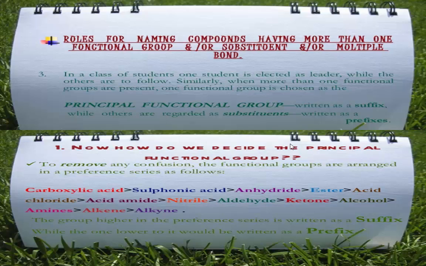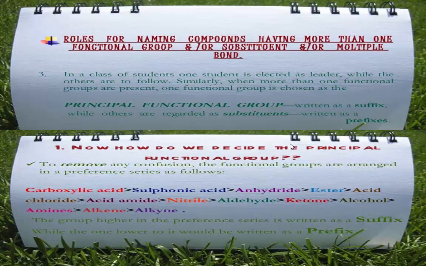Next, another very important, this is very important, please observe carefully. Rules for naming the compounds having more than one functional group or substituent or multiple bond. Students, remember, if the organic compound contains only one functional group, then you can start the numbering from that side. It is very easy to write the name. But if the organic compound contains more than one functional group, then you arrange them according to the priority.